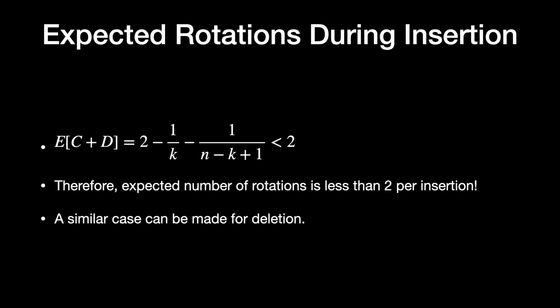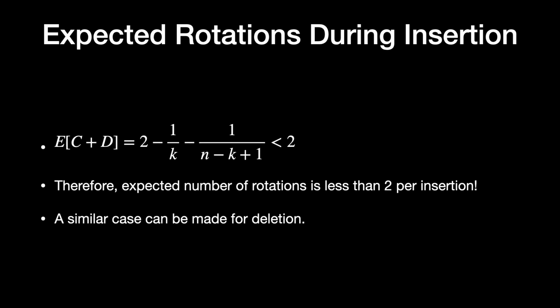Therefore, the expectation of c plus d is equal to the expectation of c plus the expectation of d by linearity of expectation, which is equal to 2 minus 1 by k minus 1 by (n minus k plus 1), which is always less than 2 regardless of the value of k. Since the number of rotations required during insertion is equal to c plus d, the expected number of rotations is also less than 2. So the expected number of rotations is very low, therefore a treap is very optimal.